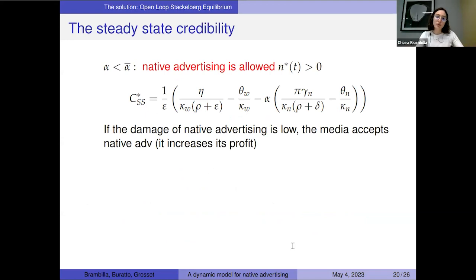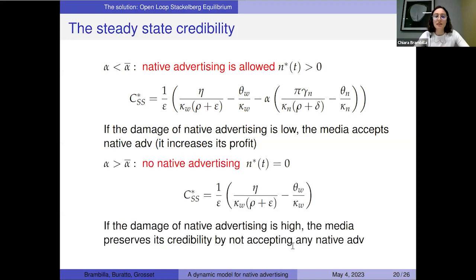And just recalling what we have found, we have seen that if the damage to credibility is low enough, so alpha is lower than the threshold alpha bar that we have analyzed, the upper bound capital N of the media outlet was an inactive constraint, and this also implies that native advertising was allowed on the media platform, so the native advertising flow of the firm was positive. And this allowed us to compute this credibility steady state, which is saying to us that in this situation, the media outlet decides to accept the damage to its credibility to gain some profit, and we are going to understand this fact later.